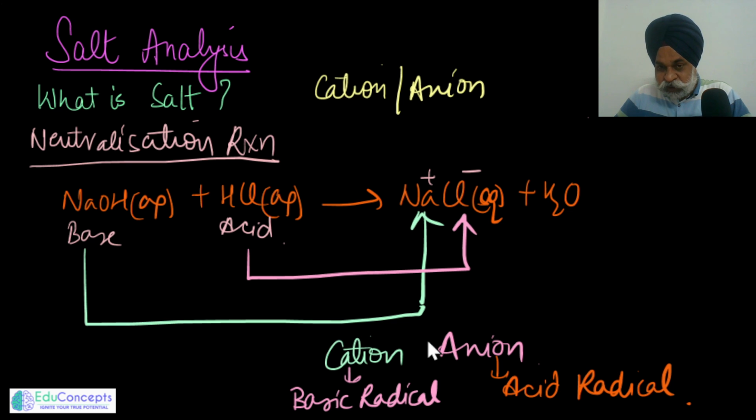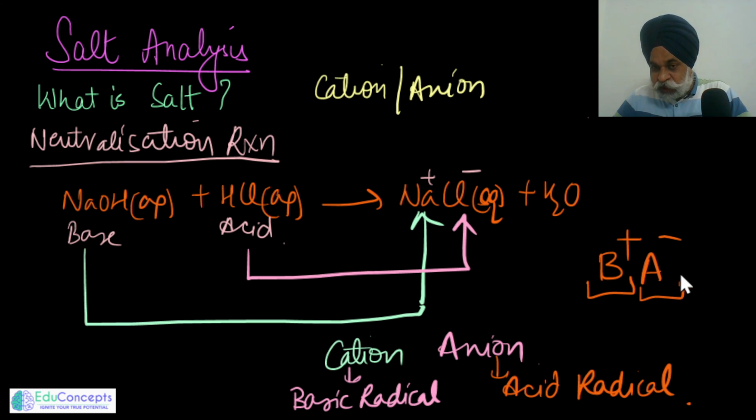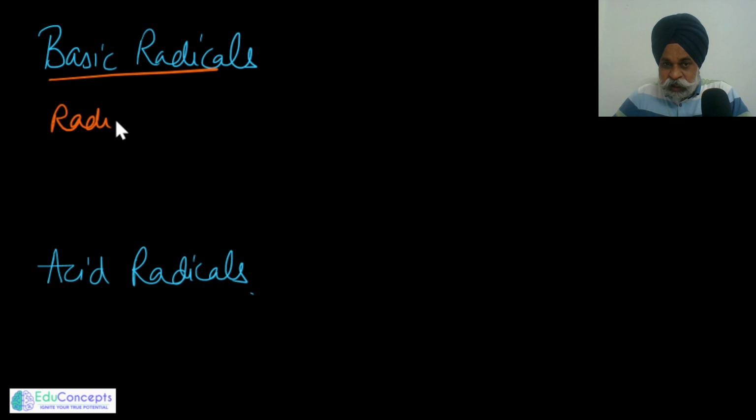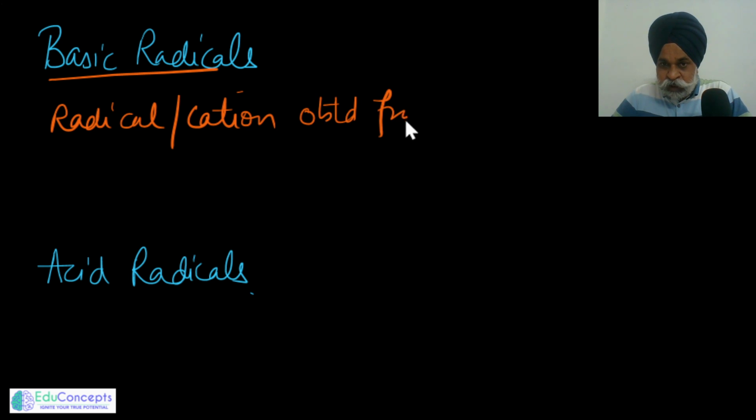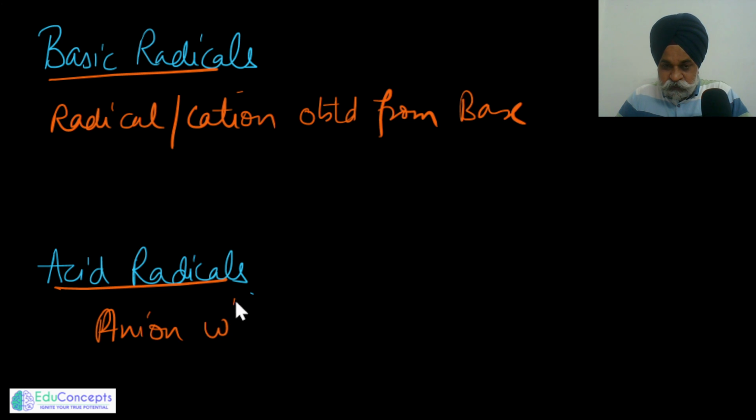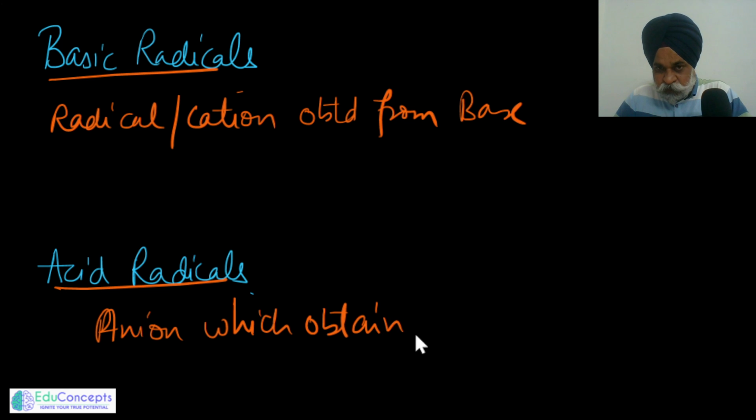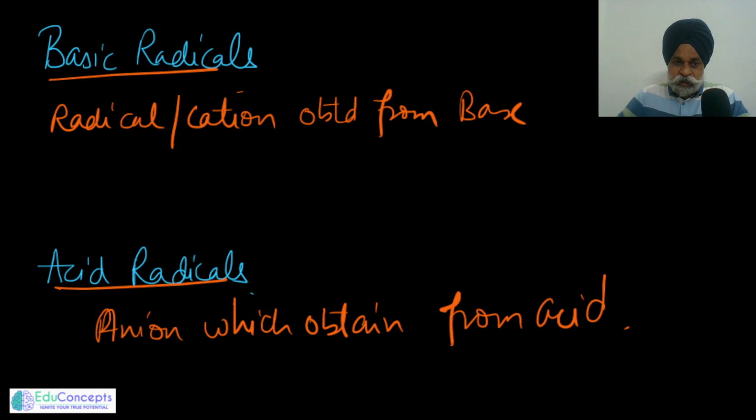The definition is entirely based on where I am getting it from. For example, if I write B positive, A negative, B positive is a cation which must have been taken from a base, and A negative is an anion which must have been taken from an acid during a neutralization reaction. As a result, these are called basic radical and acidic radical. So a basic radical is a cation obtained from a base, and similarly an acid radical is an anion which we obtain from an acid. This is the basic definition.